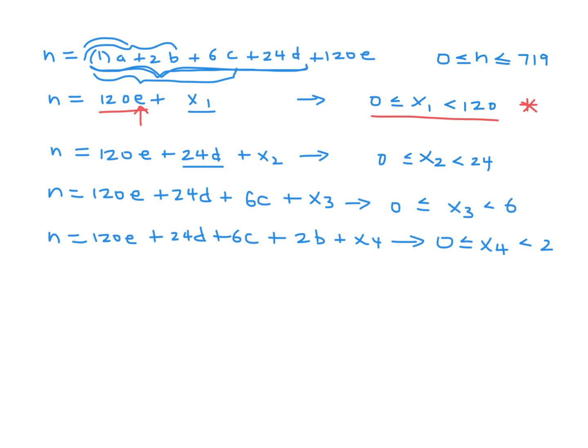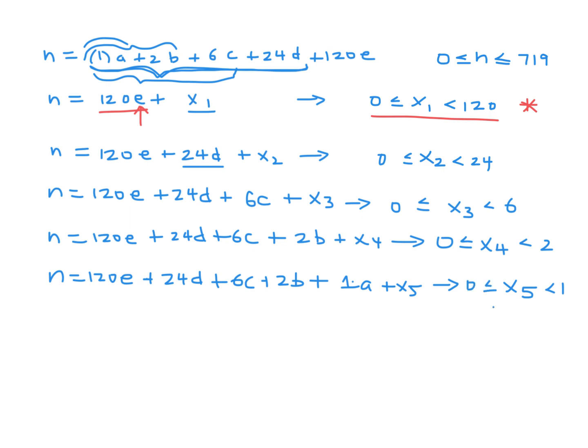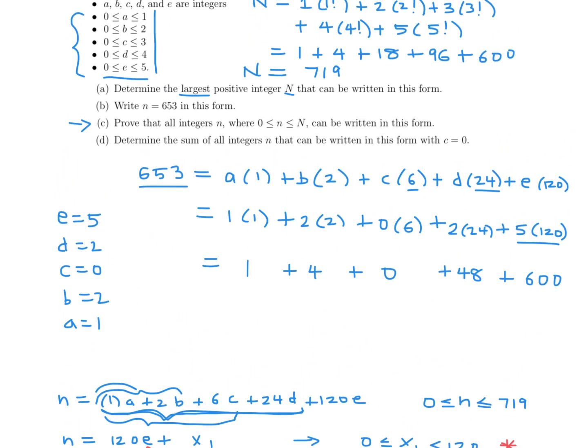I think that's about as far as we need to go with this. Hopefully that's it. I think we can do one more just to finish it off. We've got all these guys, but let me just put in the a. Since it's 1a, I'll put it in there, plus x5. And x5 obviously has to be less than 1 and greater than or equal to 0. But this means that x5 is equal to 0, because it has to be an integer. That's what they told me in the question. Yes, they're all integers.